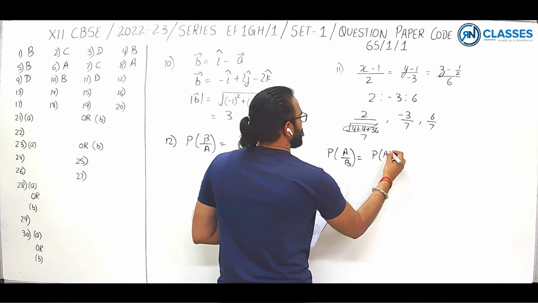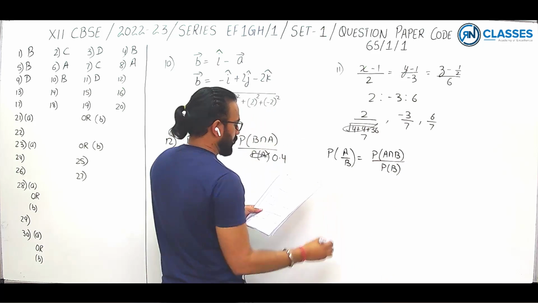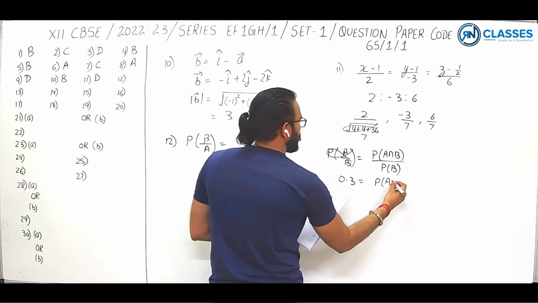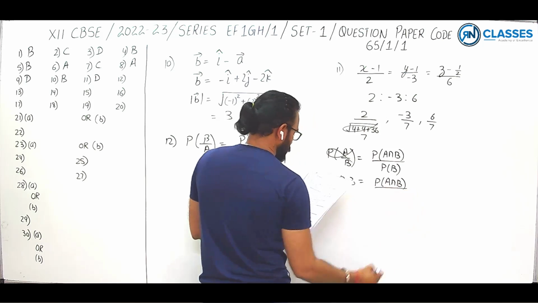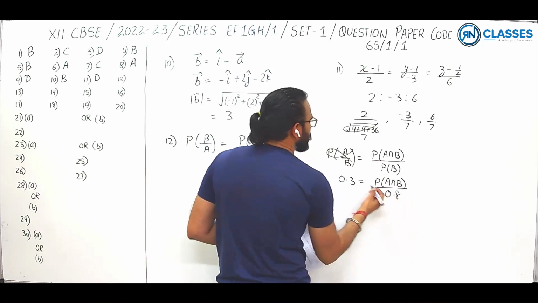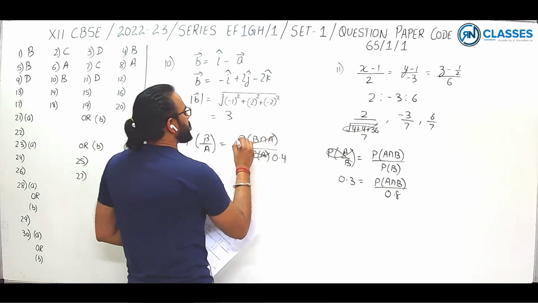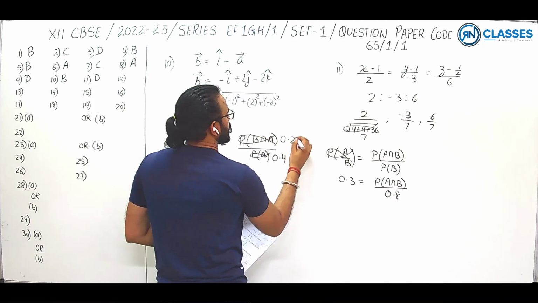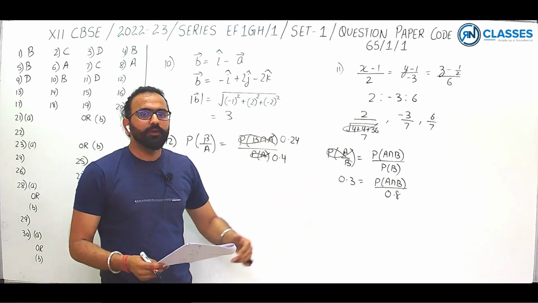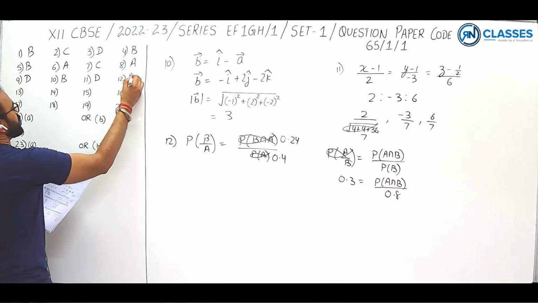Using the result, this is the probability of A intersection B upon the probability of B. The probability of A given B is 0.3. The probability of A intersection B, which we have to find, upon the probability of B, which is 0.8. We cross multiply, and we will get the value of the probability of A intersection B as 0.24. And finally, after simplifying this, we will get the answer as 0.6, which matches with option A.